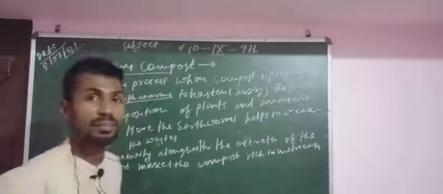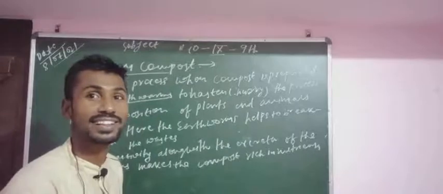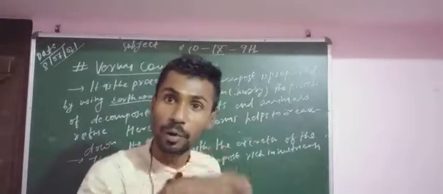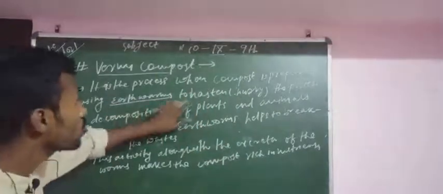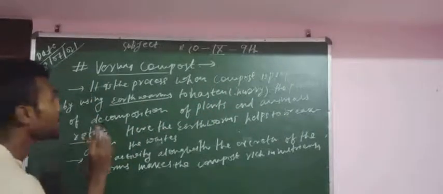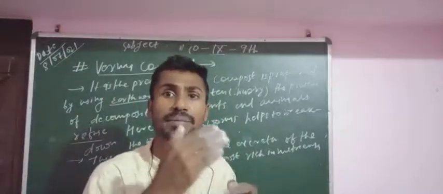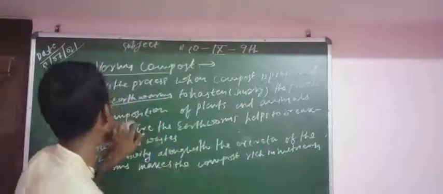Earthworms, which in our language we call chera. You can see that in the rainy season they grow, and they are scooped out from the soil. That is the earthworm. Earthworms hasten, that means hurry, the process of decomposition of plant and animal refuse. That means earthworms can be used to increase the decomposition rate.